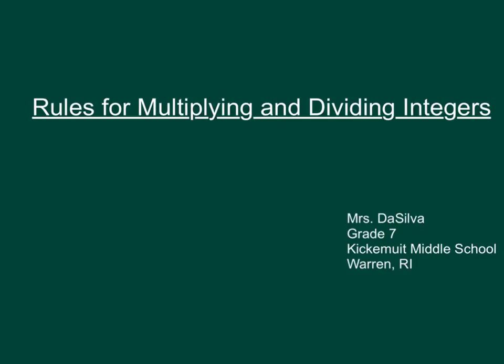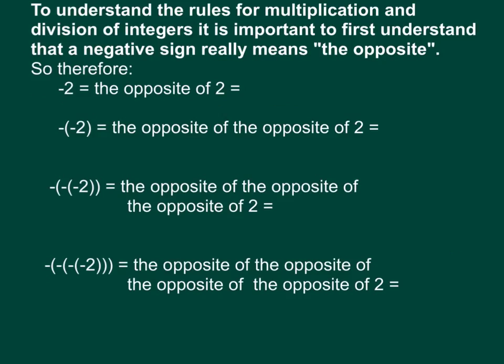So now that you already know the rules for adding and subtracting integers, we need to talk about the rules for multiplying and dividing integers. Now, before we do that, we need to talk about what a negative sign really means. And in truth, a negative sign really means the opposite. So therefore, if I look at my negative 2, what I should say is the opposite of 2, which we know is negative 2.